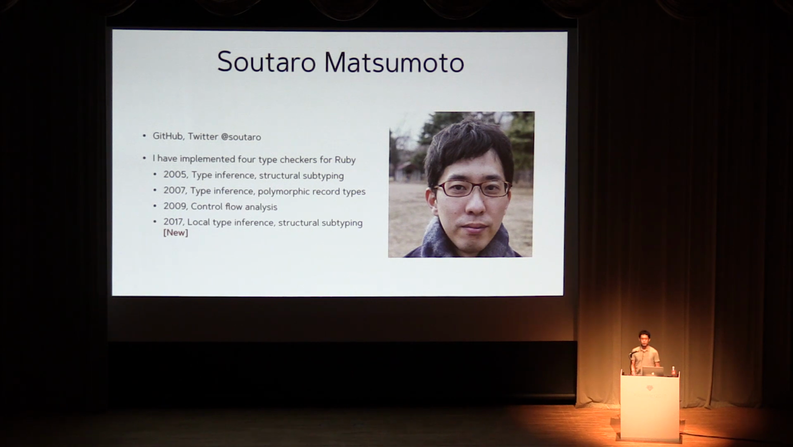It is based on local type inference. The first 3 type checkers were based on type inference, so I assumed there were no type annotations in Ruby programs, but the latest one is based on local type inference and structural subtyping.